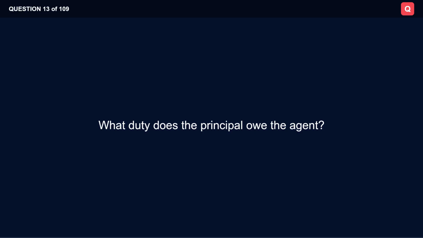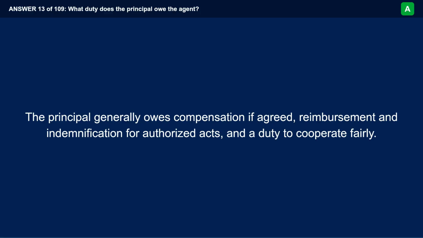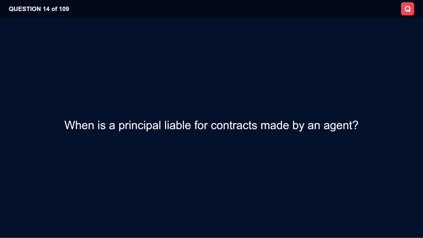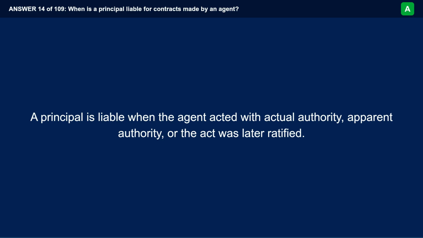What duty does the principal owe the agent? The principal generally owes compensation if agreed, reimbursement and indemnification for authorized acts, and a duty to cooperate fairly. When is a principal liable for contracts made by an agent? A principal is liable when the agent acted with actual authority, apparent authority, or the act was later ratified.